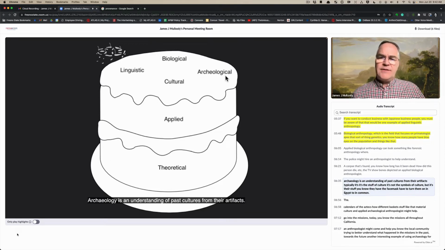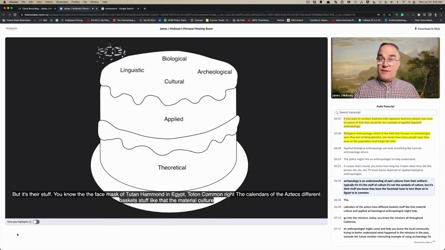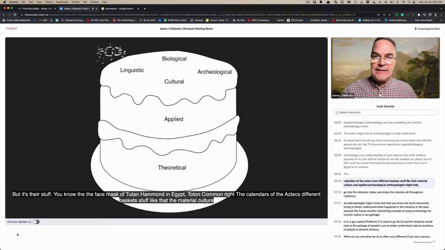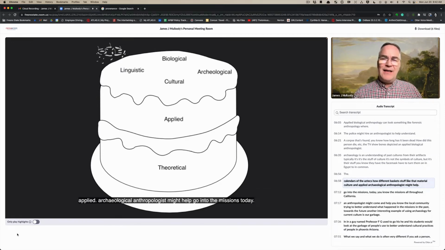Archaeology is an understanding of past cultures from their artifacts. Typically, it's the stuff of culture. It's not the symbols of culture, but it's their stuff. The face mask of Tutankhamun in Egypt, Tutankhamun, right? The calendars of the Aztecs, different baskets, stuff like that. The material culture.